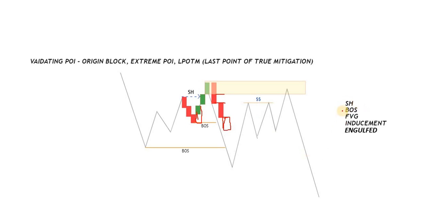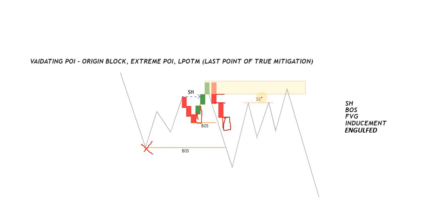So we have the stop hunt, break of structure, fair value gap, and liquidity inducement close to the order block. Then the next candle that comes after the order block should engulf it. All of these give more validity to our point of interest. You can see that it did not only break the structure, it also went for that break of structure, which is very key. It broke the external liquidity. This is what we call external liquidity. If it breaks external liquidity, it makes it very key.